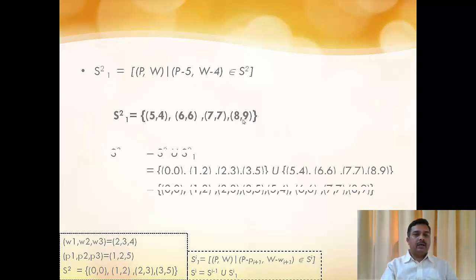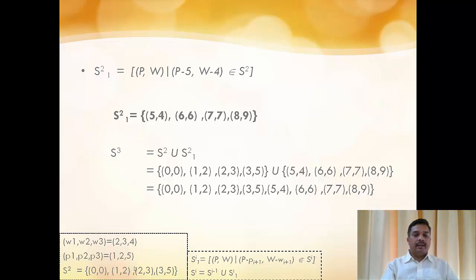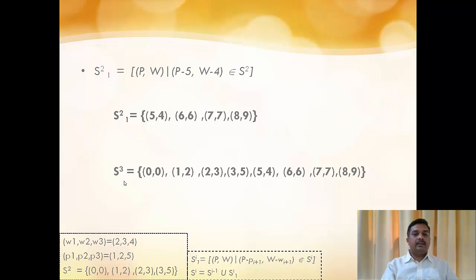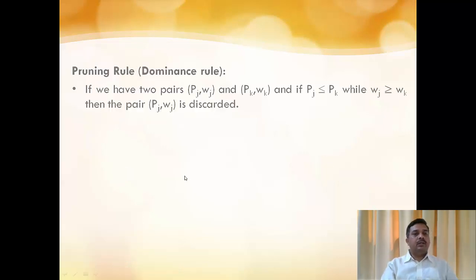Now S^3 will become S^2 union S_1^2. So we have S_1^2 here and we have S^2 written here. So we will get S^3 containing this set. Now we will use the dominance rule.